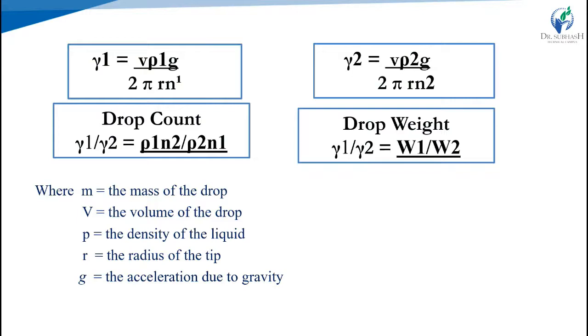Finally we get gamma 1 upon gamma 2 equal to rho 1 n2 upon rho 2 n1, where rho represents the density of the liquid and n is the number of drops that we count. In this method we also have to find the density, by the density bottle method.